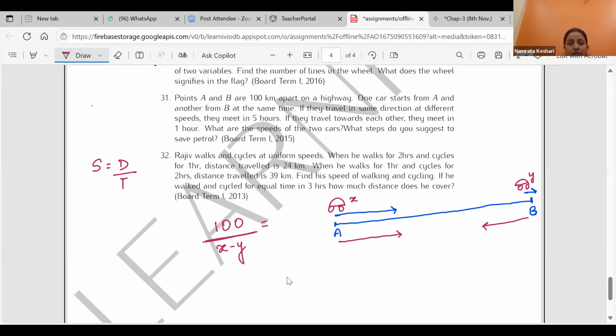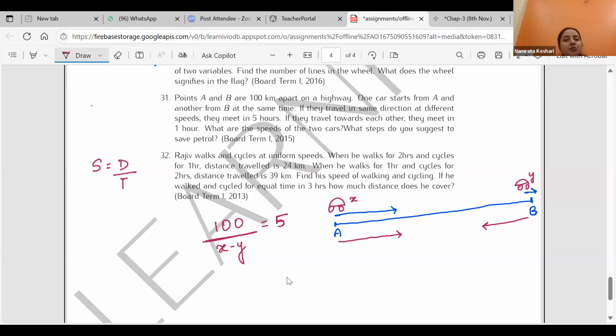If they travel in the same direction at different speeds, they meet in 5 hours. So in this type of question, we need to understand the relative speed, the resultant speed will work. When they are one behind the other, moving in the same direction, subtraction will work: the bigger one minus the smaller one.